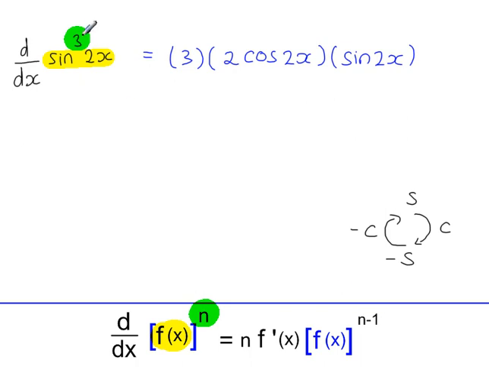So the power here is 3, so if I subtract 1 from the power, I get 2. So I could put the 2 here, or, and this would be better, it's the power of 2 that goes here, so sine squared 2x. And simplifying, we have 6 cos 2x times sine squared 2x.